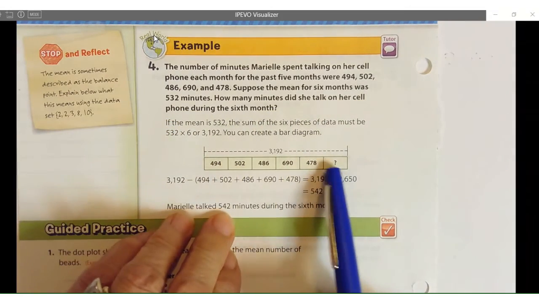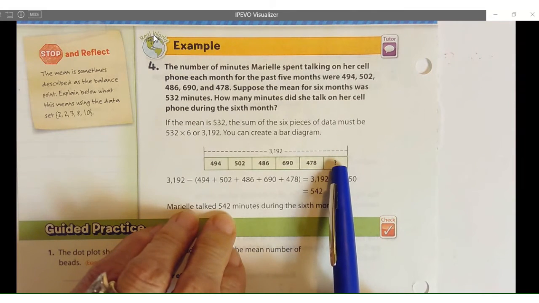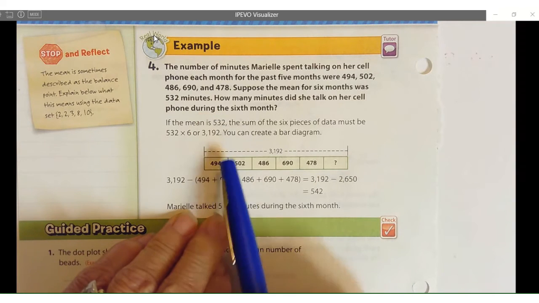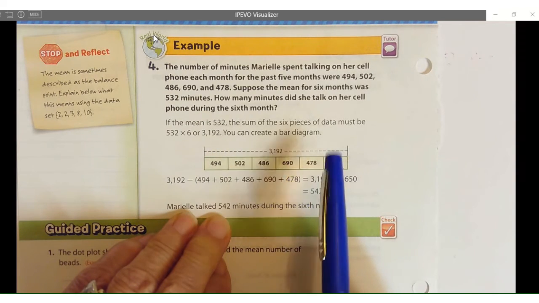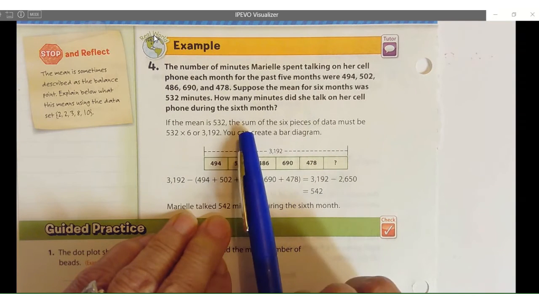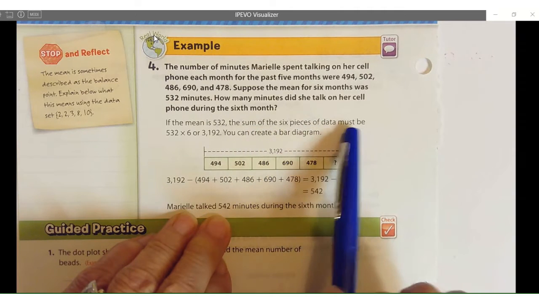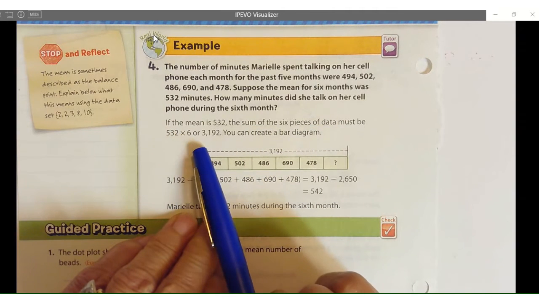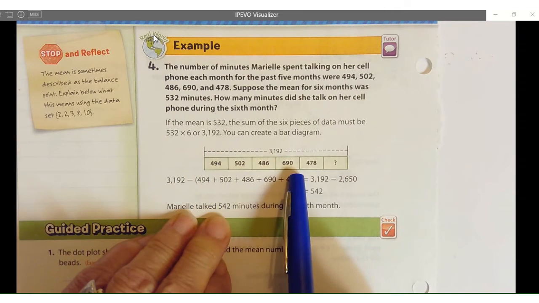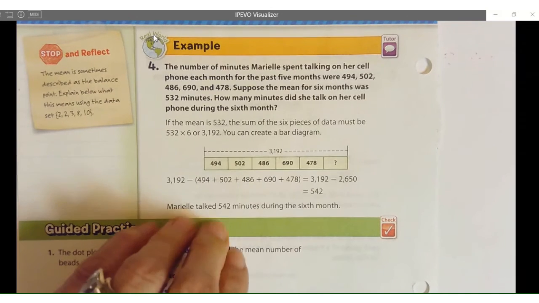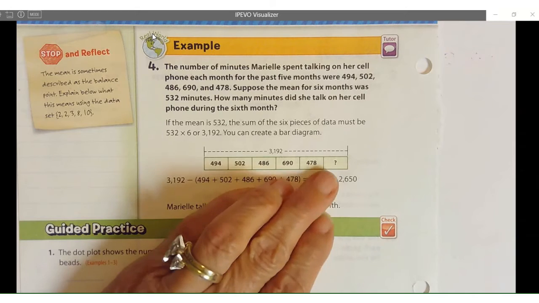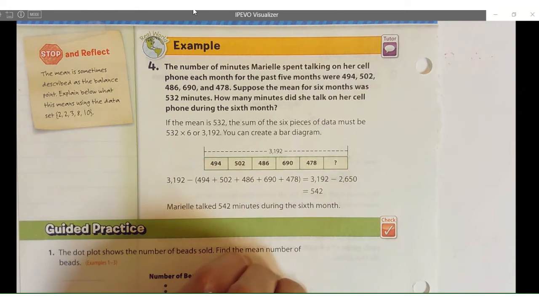So we need to figure out what this amount is here, okay? If the mean is 532, that means the total of all of these, including this one, but we don't know what it is. The sum of the 6 pieces of data must be 532 times 6, or 3,192. So I'm going to give you a chance to look at this and think about how they got that 542 as the answer there.